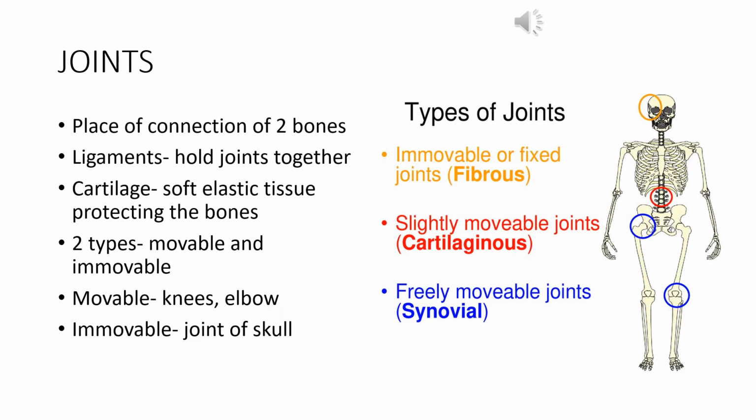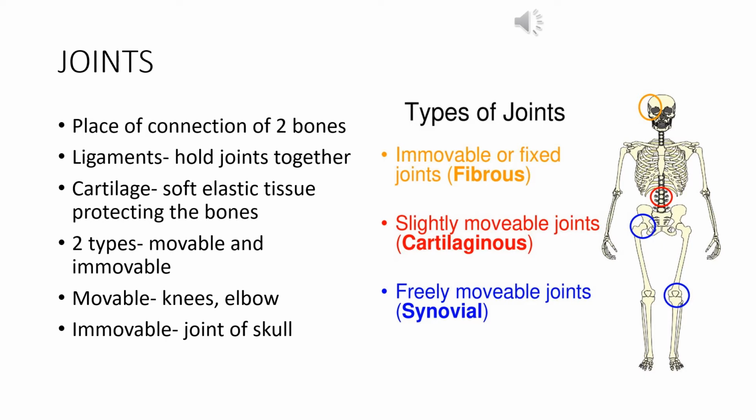Joints can be described as the place of connection of two bones. Now there are 206 bones in our whole body, and all of the joints at which the bones are attached to each other are not very similar. They are very different from one another, and we can differentiate them into three types: immovable or fixed joints, which are also called the fibrous joints, just like the joints present in our skull. These joints do not move.